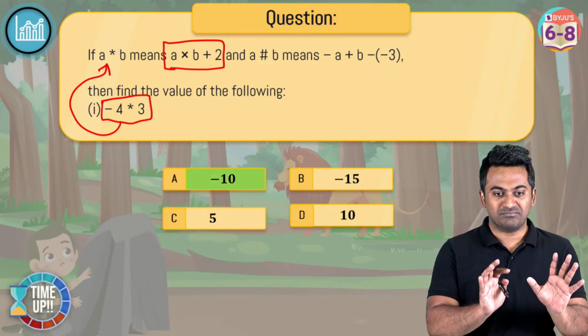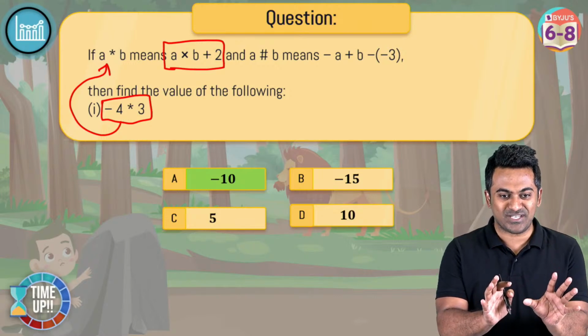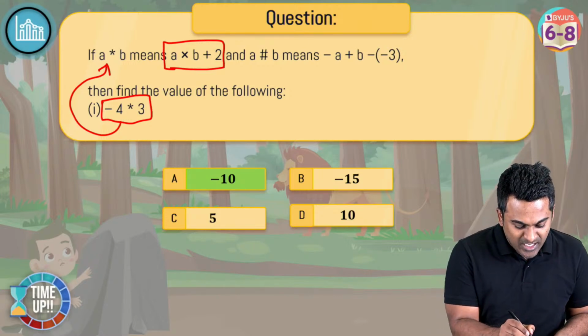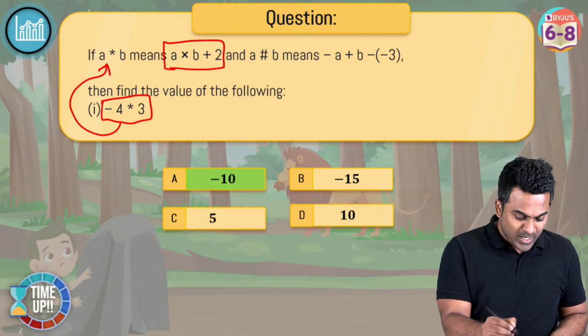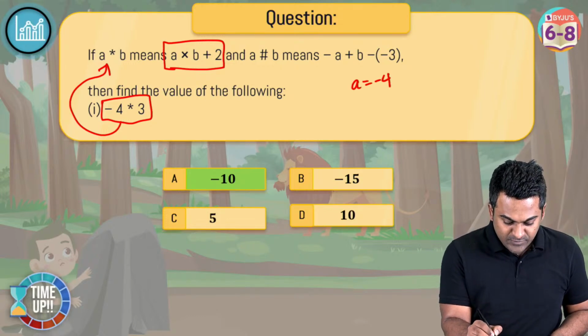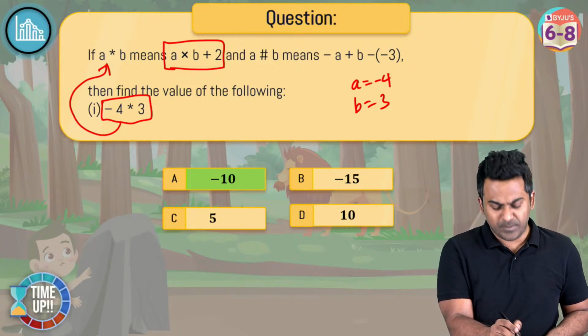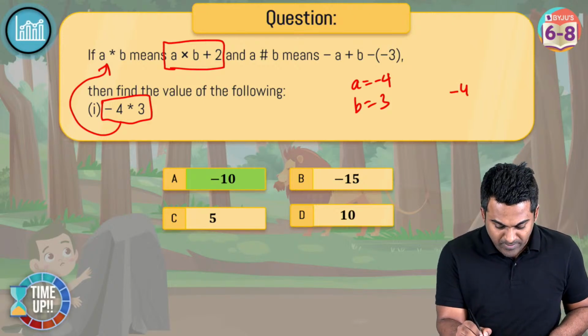Okay, so one answer is there. Dibyanshi says -10 in the correct time. As I said, just compare this to A star B. When you compare these two, A value is -4 and B value is 3, right? So I'm going to substitute this in A multiplied with B plus 2. So this will be -4 multiplied with 3 plus 2.